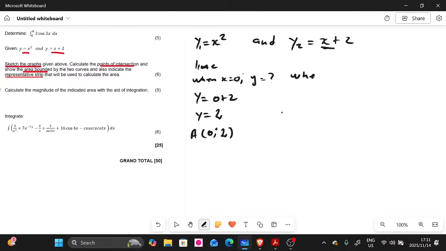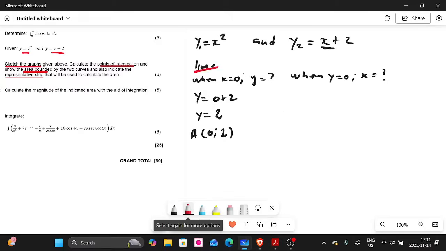When y is 0, what is our x, right? Still we are doing this one, the line graph, guys. I'm going to highlight with red to show that we are calculating the values or the coordinates of the straight line graph. So when y is 0, what is our x? So we're going to substitute from the original, this one here.